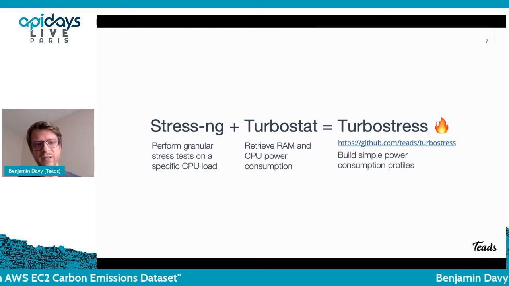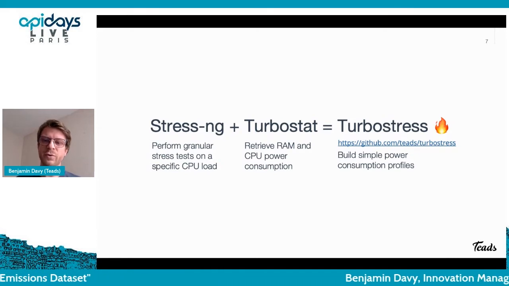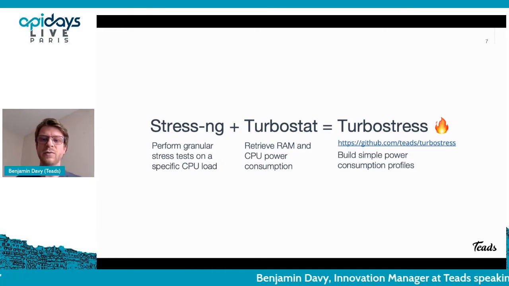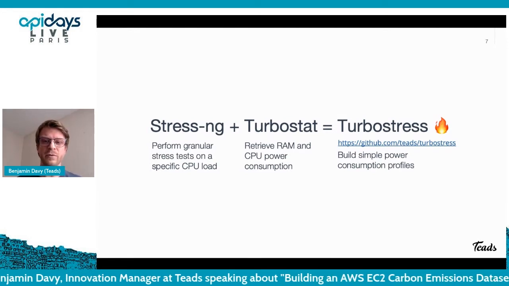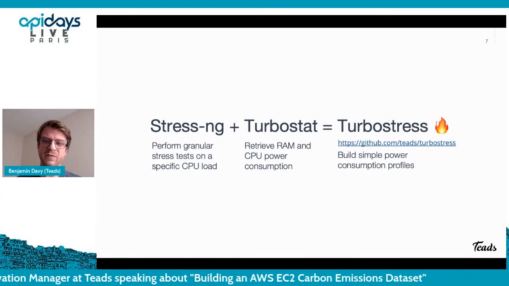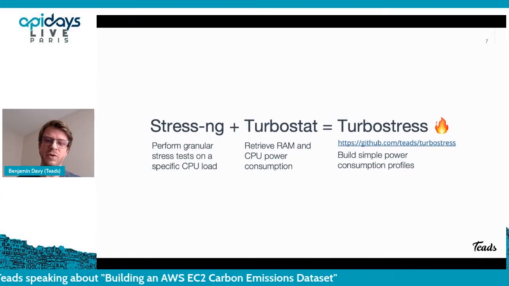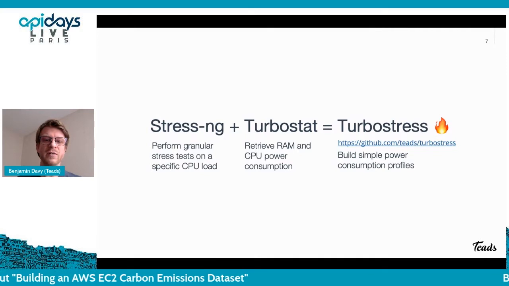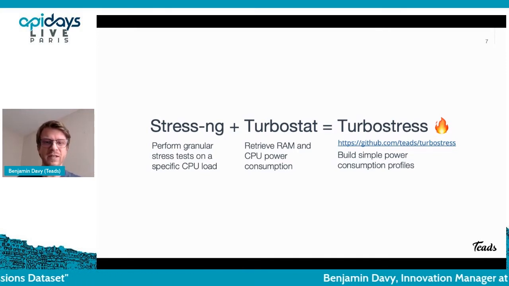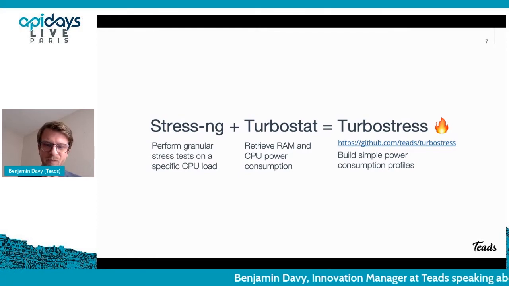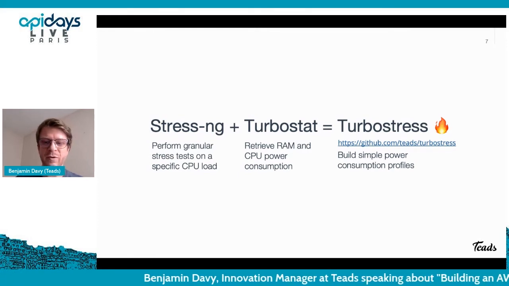The first one is StressNG that we use to create a stress protocol to simulate different usage contexts. For example, a CPU or memory-intensive workload. And we use turbostat to read the power consumption during the test. The resulting tool is called TurboStress, and you can find it on our GitHub. Let's now see some results.